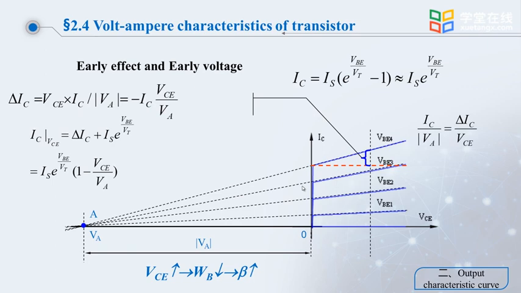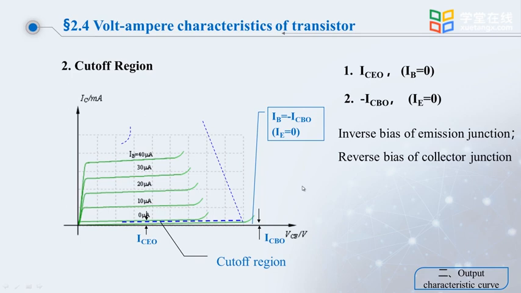IC is equal to delta IC plus the exponential expression. So you get IC is equal to IS times e to the VBE over VT, times 1 plus VCE over the absolute value of VA. This is our actual situation when you need to think about the early effect, the actual expression for IC.